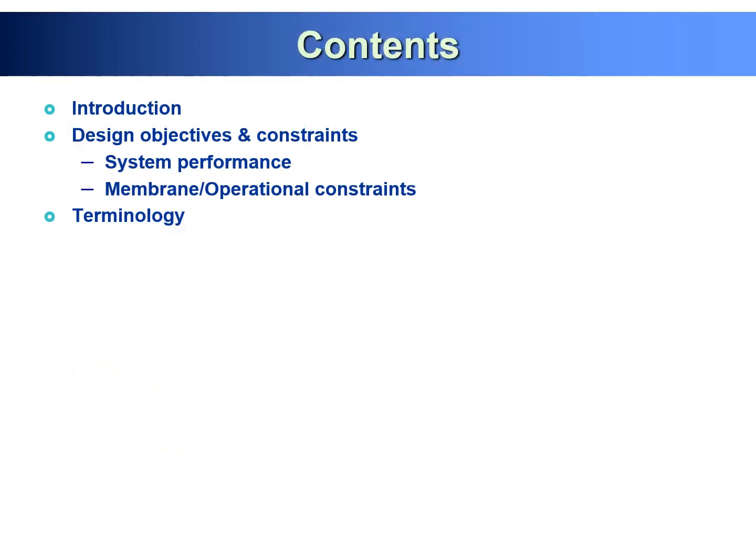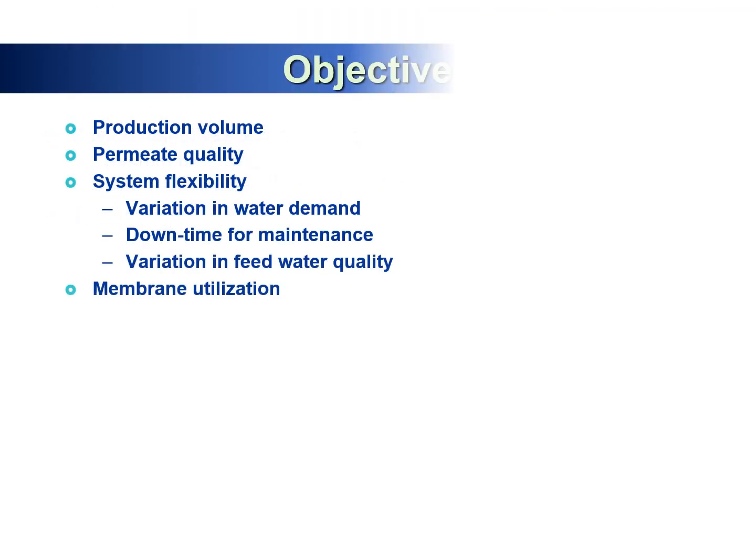So let's look at the design objectives and constraints, then system performance, membrane operational constraints, and some more specific terminology such as first stage, second stage, first pass, and second pass, which can be utilized to design your own seawater desalination plant. The objectives are production volume, permeate quality, system flexibility, variation in water demand, downtime for maintenance, variation in feed water quality, and membrane utilization.